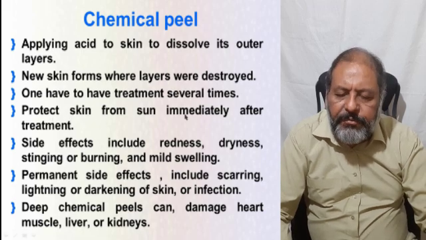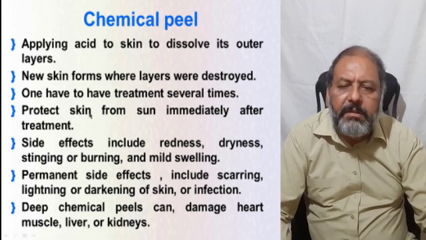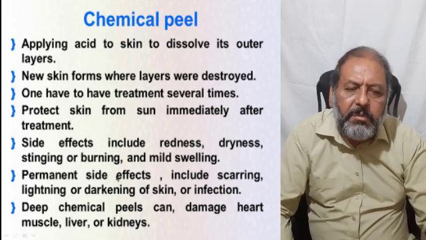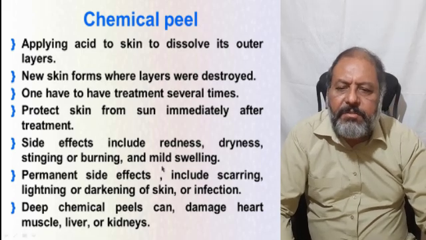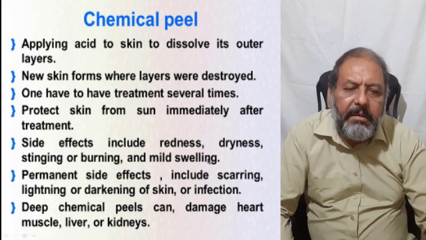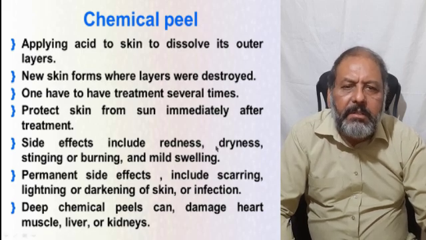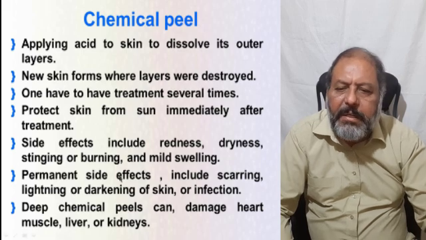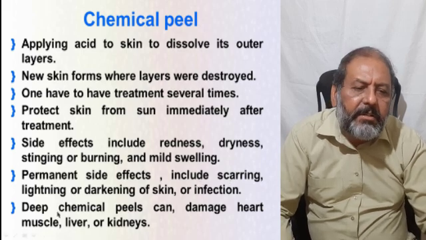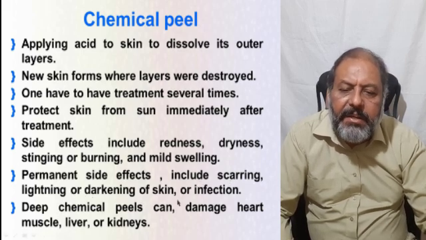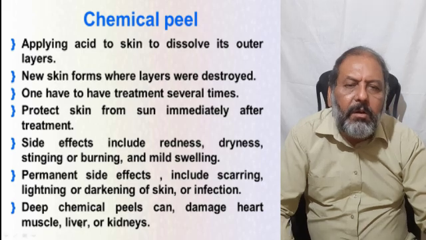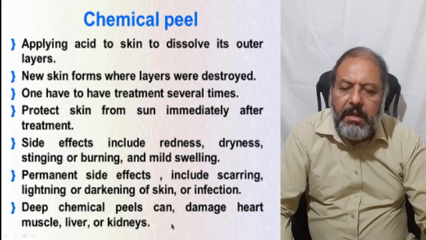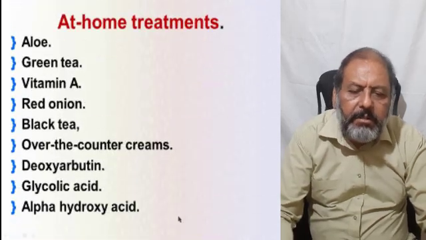Otherwise, if you do not protect the skin from the sun, one can have serious side effects which include redness, dryness, stinging or burning, and mild swelling. Also part of the side effects of this chemical peel. Permanent side effects include scarring, lightening or darkening of the skin, or infection. Deep chemical peel can damage the heart muscle, liver, or kidneys.